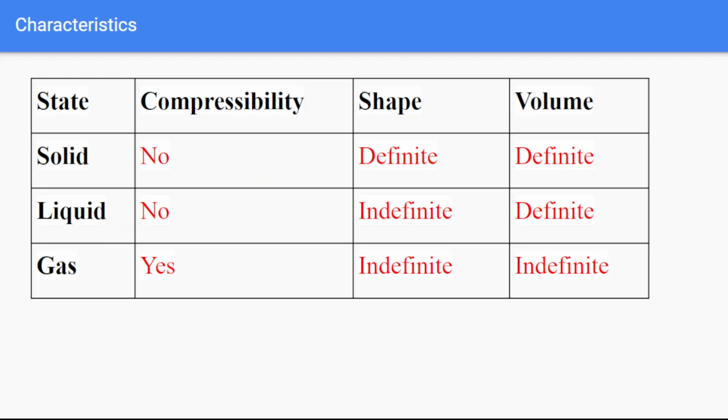When you compare different characteristics of each state of matter, solids and liquids cannot be compressed, but if you think about gas, there's a lot of space between the molecules, so you can compress those. Solids have a definite shape and a definite volume. Neither one of those will change. A liquid has an indefinite shape. If you rotate the container that a liquid's in, the shape will change, but the volume will not. So it's a definite volume, whereas gases have an indefinite shape and an indefinite volume.